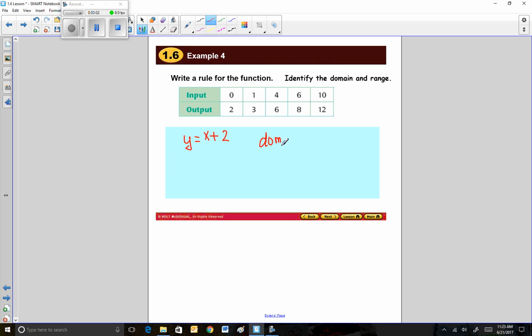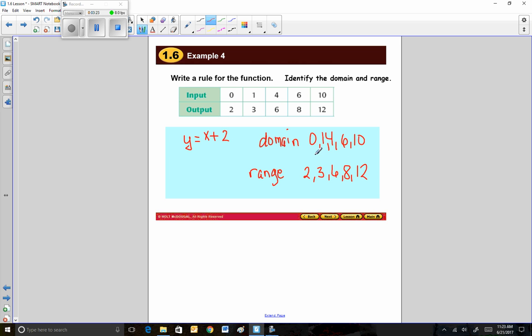Now your domain should be fairly simple. Domain are all your x values. So those we already have of 0, 1, 4, 6, and 10. Our range are going to be 2, 3, 6, 8, and 12.